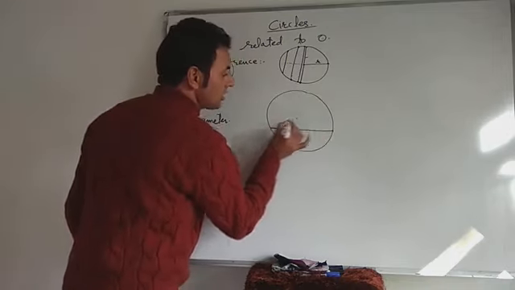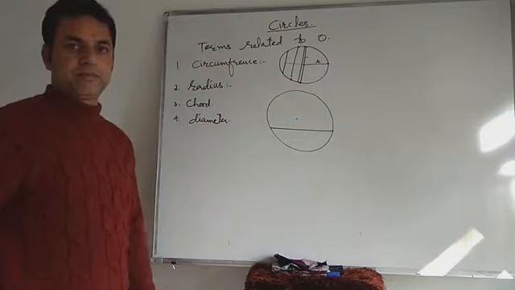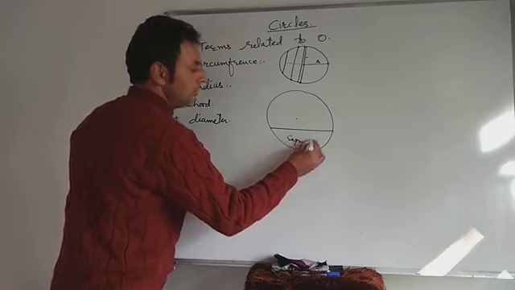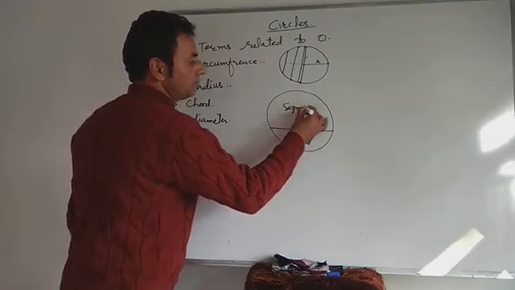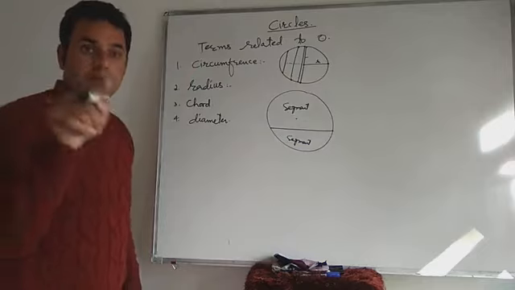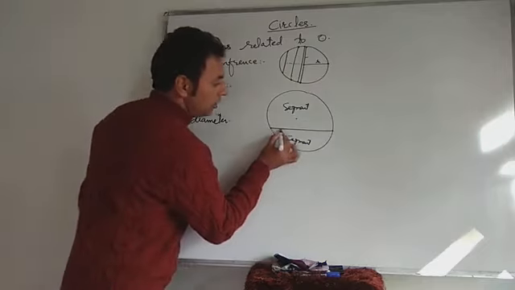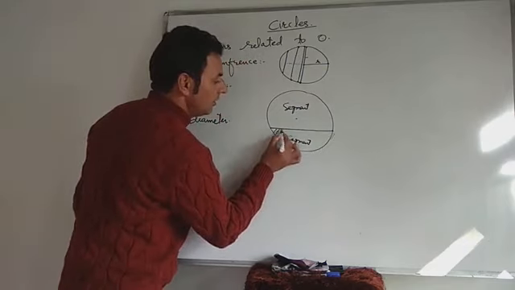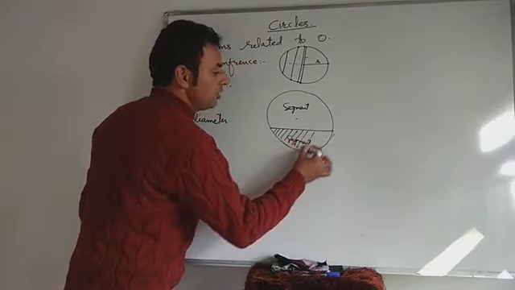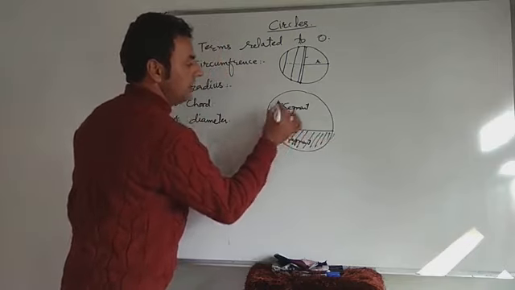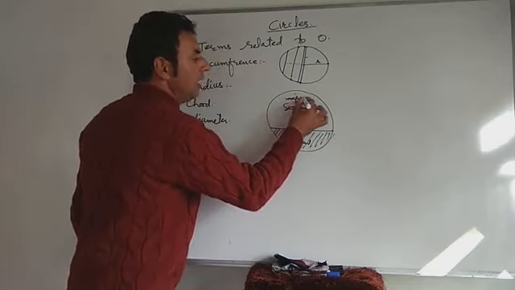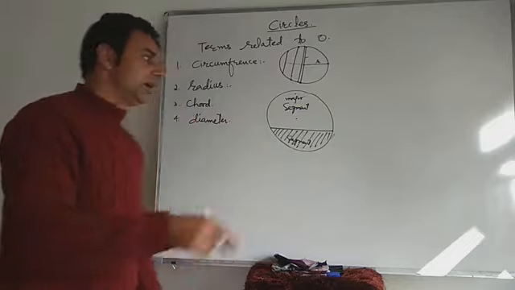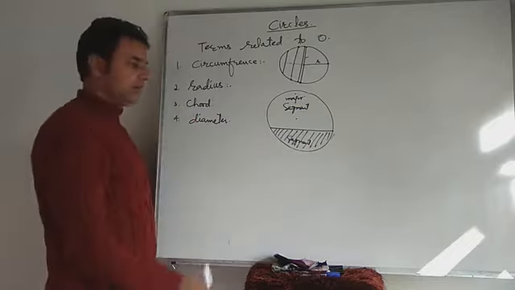This chord also, I will draw a chord. This chord divides the circle into two parts. Each part is called segment. See my dear, this also is the segment. Segment, it is the region enclosed by the chord and its corresponding arc. So the segment which includes center of the circle is called a major segment, and the segment which does not include center of the circle is called a minor segment.